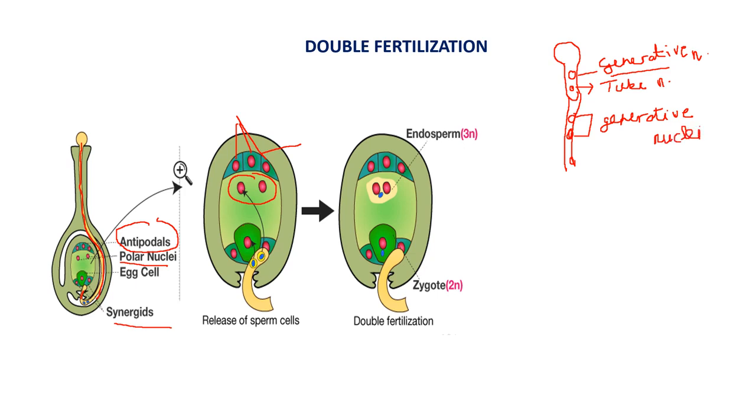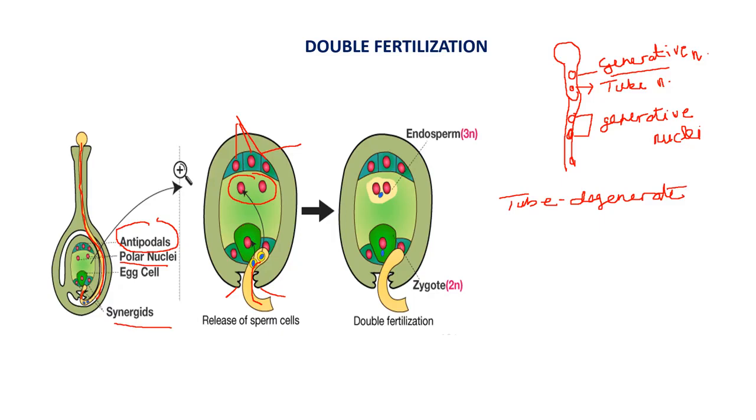Now the tube nucleus has only one job, right? It has to make way for the generative nuclei so that they can go inside the ovule. This is the opening which is known as the micropyle, fine. Once these two generative nuclei get inside the ovule, the tube nucleus will degenerate. It gets dissolved, degenerate.